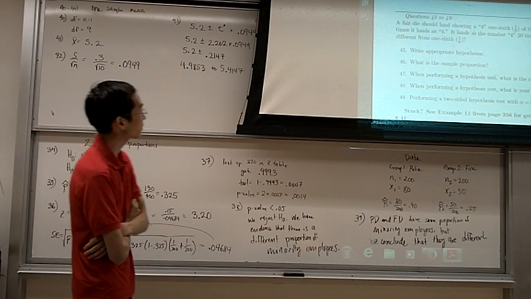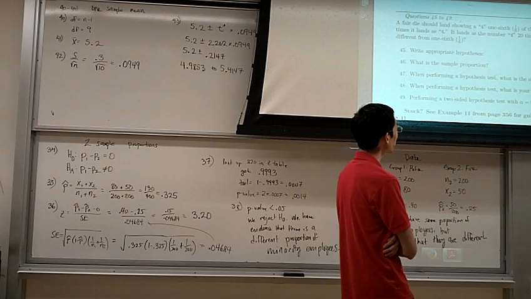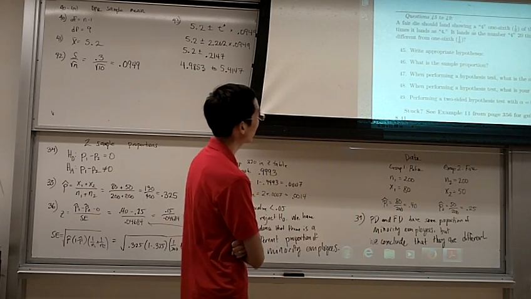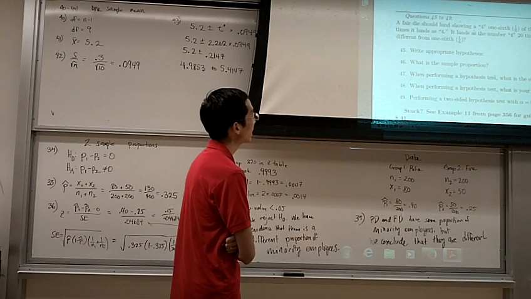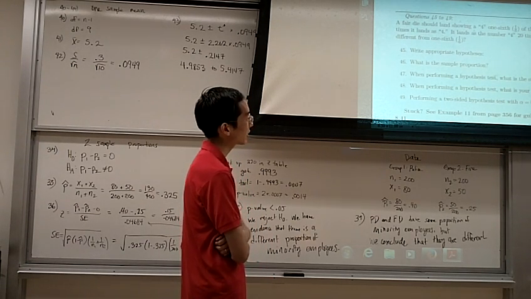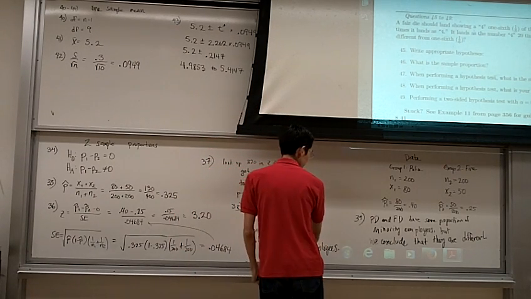Alright, 45 to 49. It says a fair die should land showing the number 4 1/6 of the time. You roll a die 100 times and count how many times it lands as 4. And it lands as the number 4 20 times. Is this evidence that the proportion it lands 4 is different from 1/6?